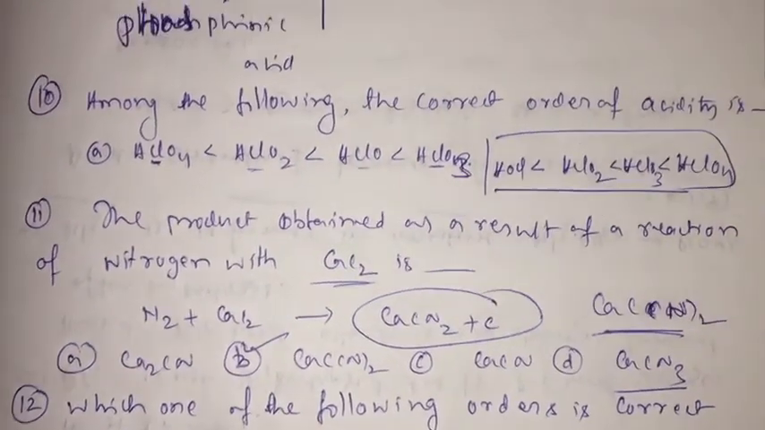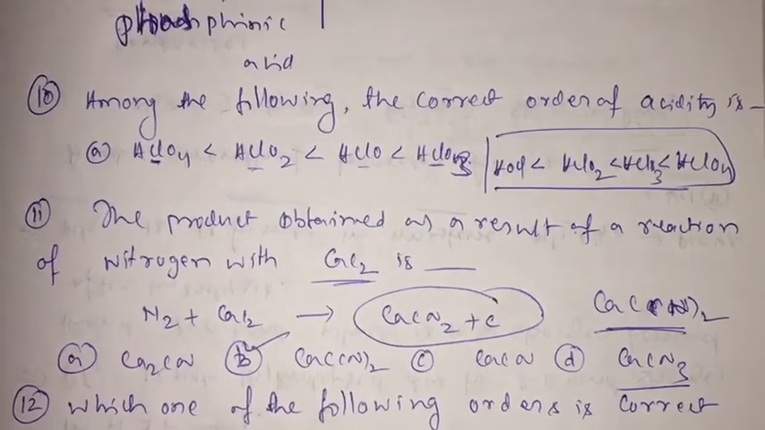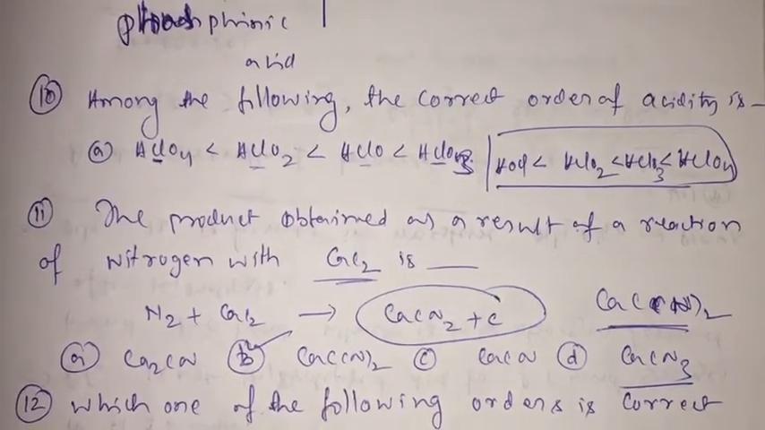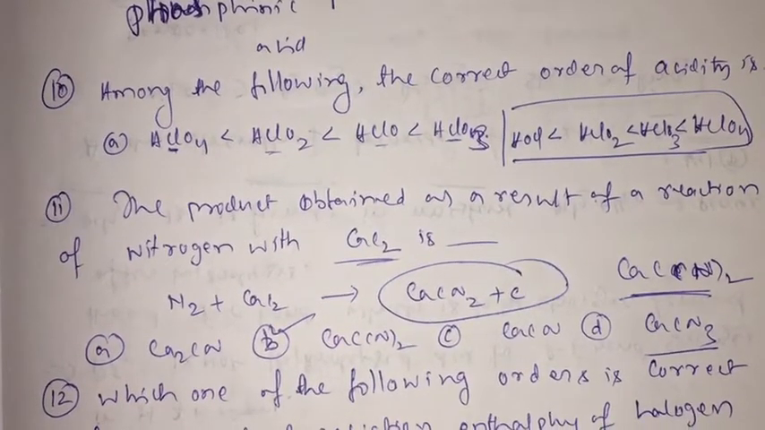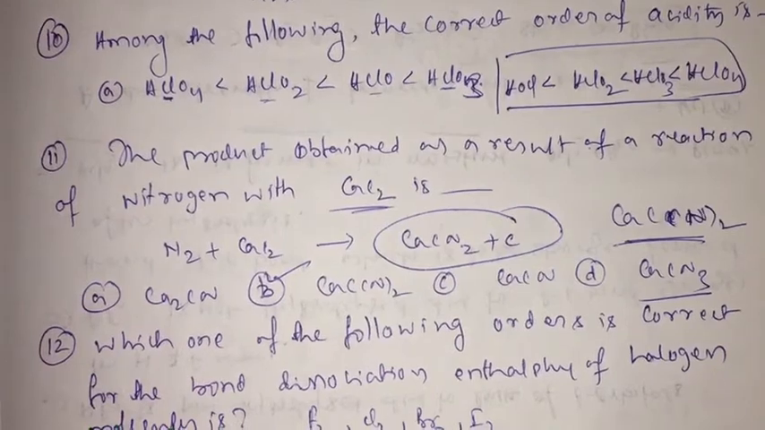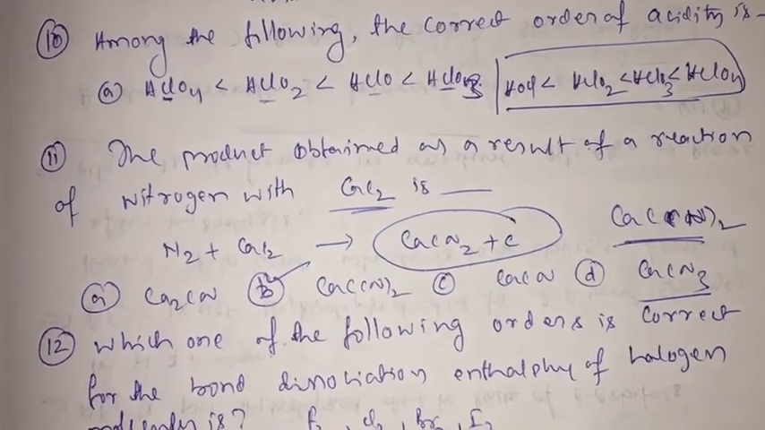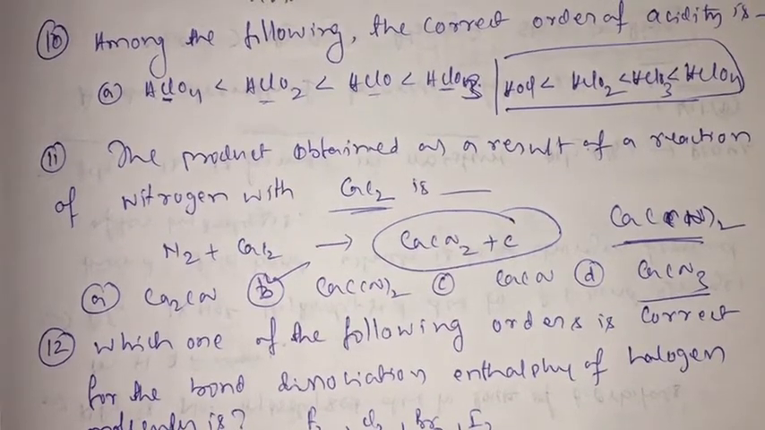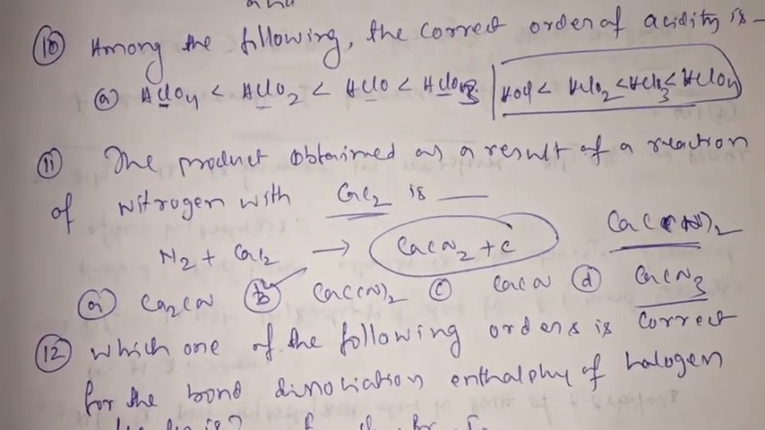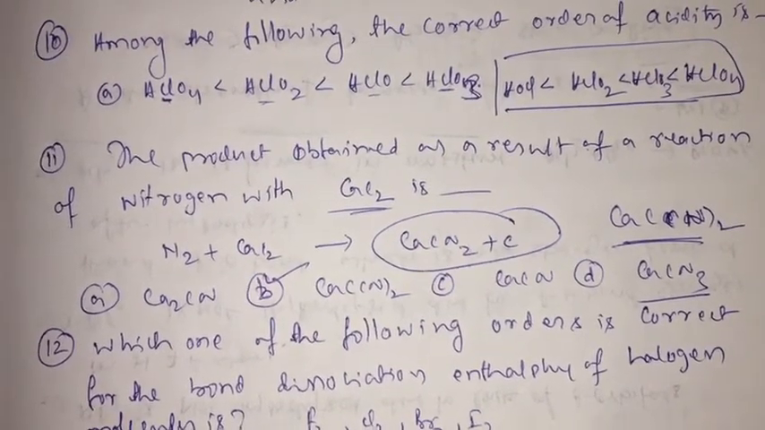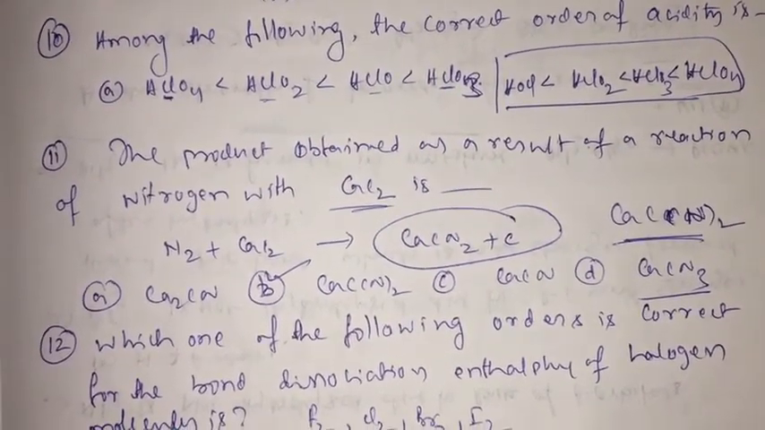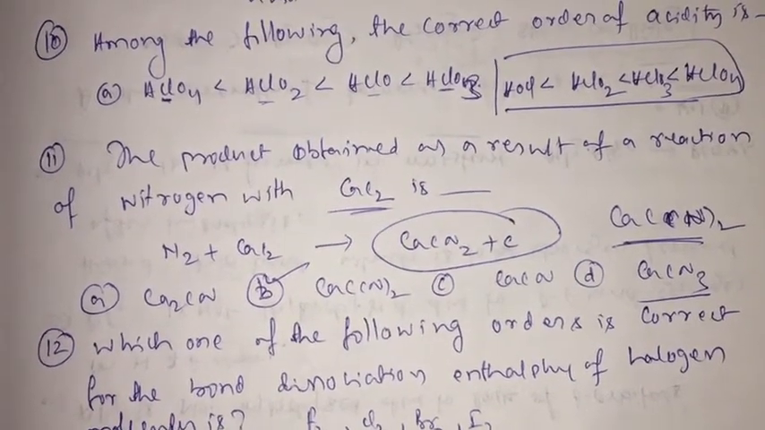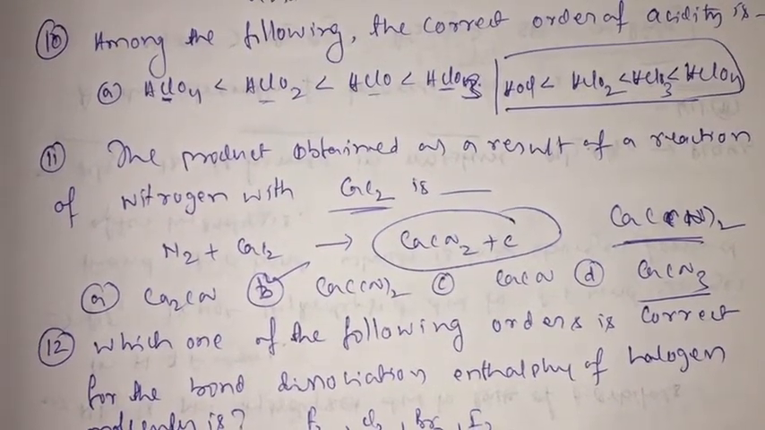Now next question is, among the following the correct order of acidity is. Any case, same element oxides is similar, then which have the highest oxidation state, that can have the more acidic nature. So you can get idea now. Okay, now see the given is what? HClO4 and HClO2, HClO, HClO3. Anyhow, the answer is okay.